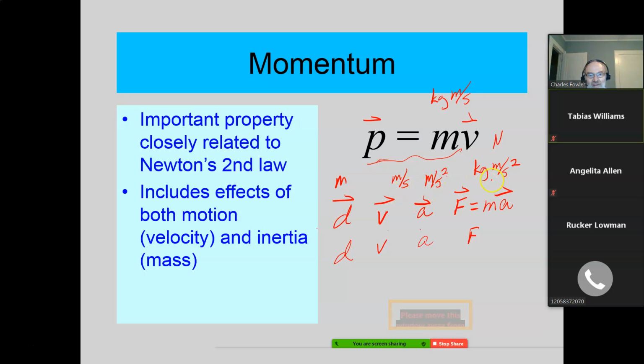Basically, if you remember, this is the fundamental equation of Newton's second law. And you see how similar it is. Force is a vector, momentum is a vector. Mass, here it's velocity, there's acceleration. Both of those are vector quantities. Very closely related to Newton's second law. It includes the effect both of the motion, that's your velocity component, and the inertia, that's the mass component. Okay? So there's what we have for momentum.